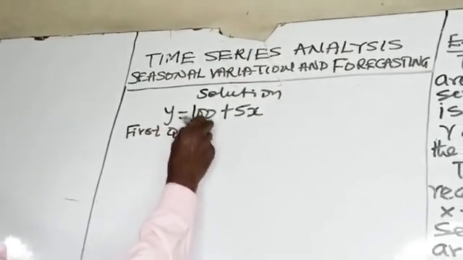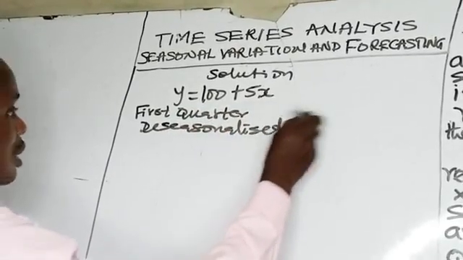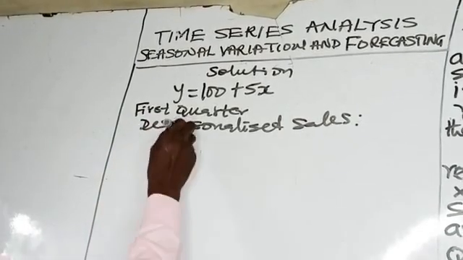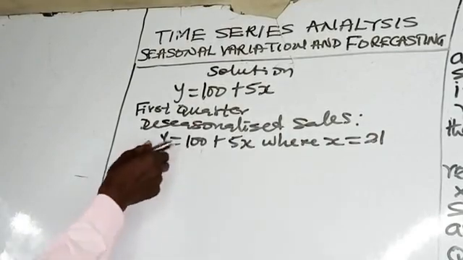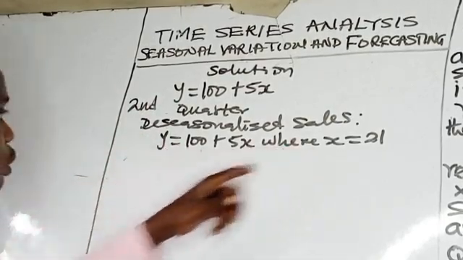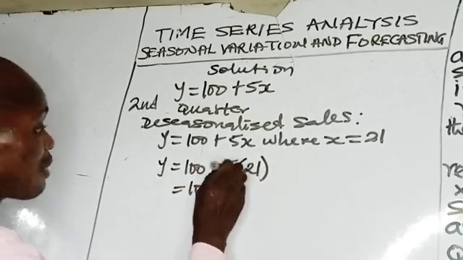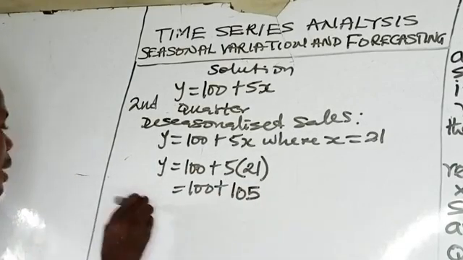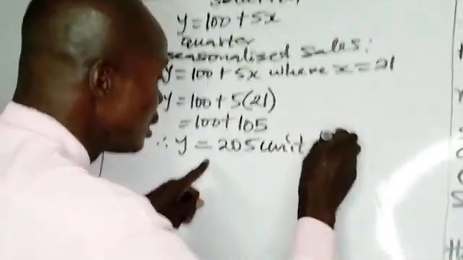So this is the analysis. You have to obtain the value of y. That means y will be 100 plus 5x, where x is 21 for the second quarter. If the first quarter is 20, the second quarter will be 21. So y equals 100 plus 5 times 21, which is 100 plus 105. If you add it together, y will be 205. So our deseasonalized volume is 205 units.